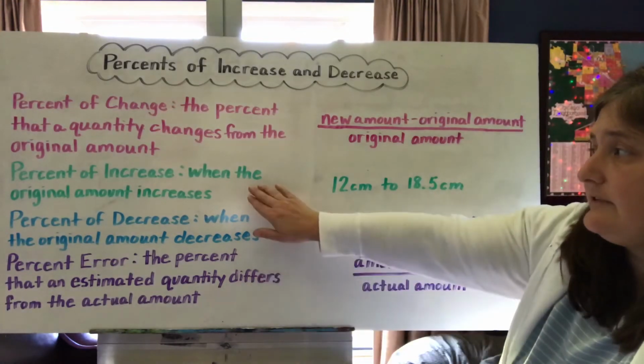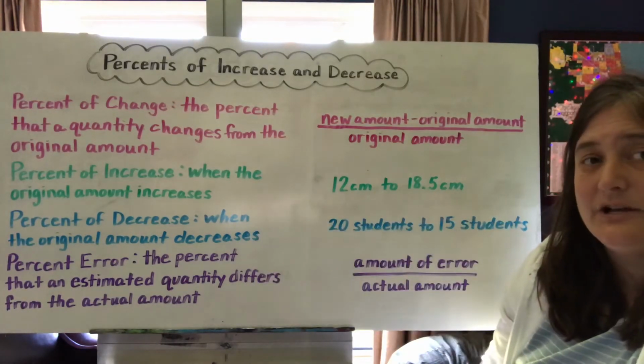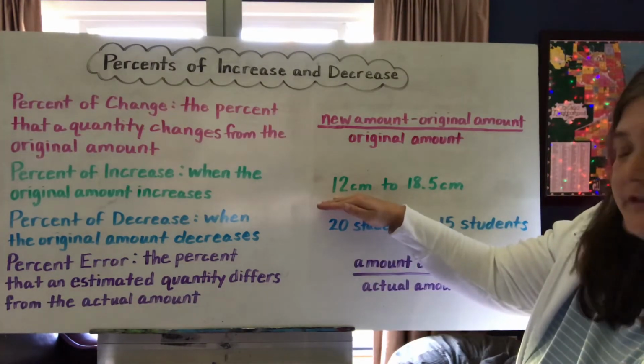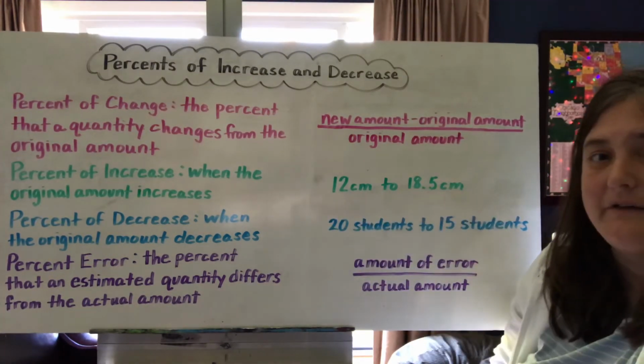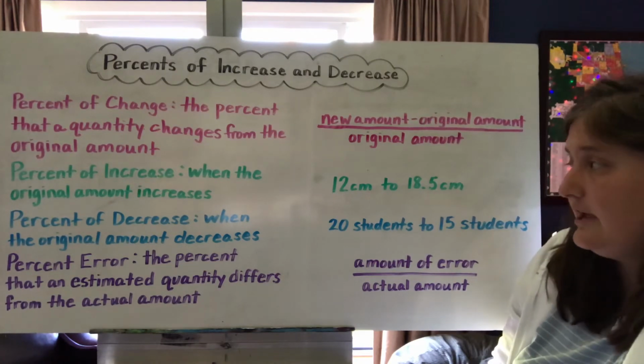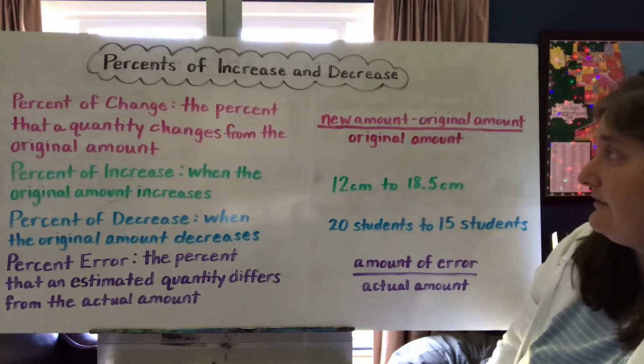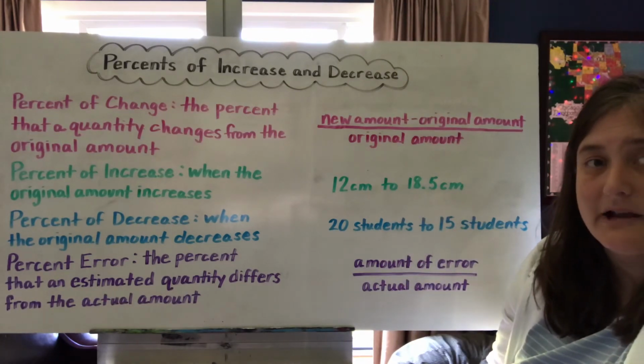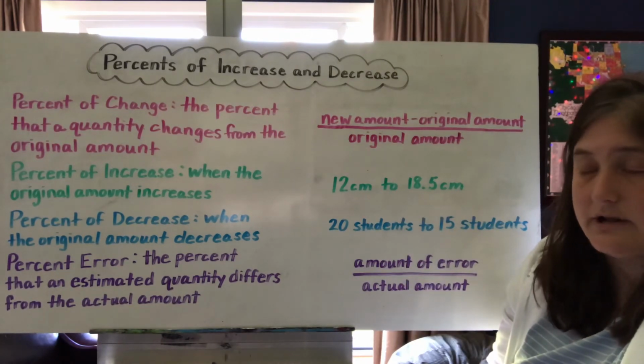Now, a percent of increase is when the original amount has increased to get to the new amount. So let's say we had a plant that was 12 centimeters and it grew to be 18.5 centimeters. That's an increase. If we're trying to find the percent of increase, we're going to follow this formula, and our answer should come out to be a positive answer because we have an increase.